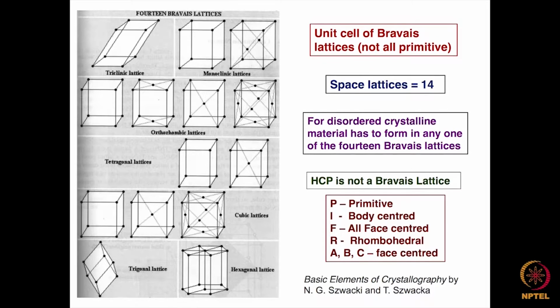The symbols we use here are P for primitive lattice, I for body centered, F for face centered, R for rhombohedral, and A, B, C for the different face centering. All are capital letters, unlike in the case of the two-dimensional lattice.